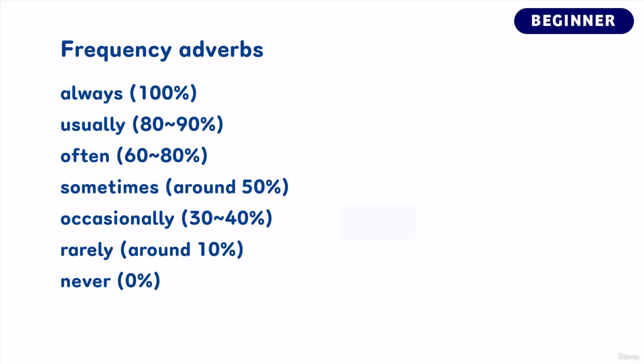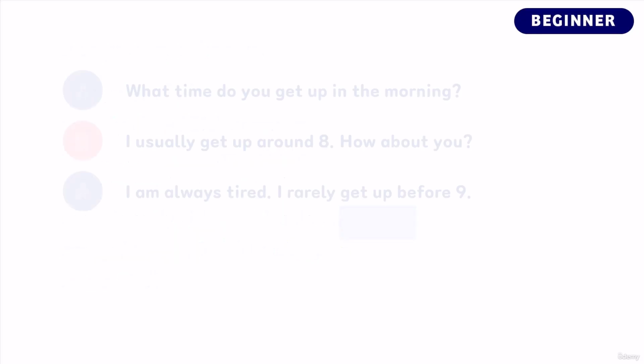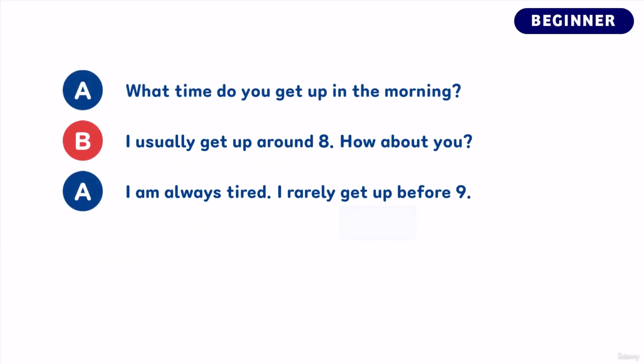There are also other words that are considered as frequency adverbs, and these include normally, which is similar in meaning to usually, frequently, which is similar to often, seldom, which is similar to occasionally, and hardly ever, which is similar to rarely. And since a common use of the present simple tense is to talk about doing things regularly, we often use the frequency adverbs with the present simple tense. Let's now listen to a dialogue and we will then explain how frequency adverbs are used.